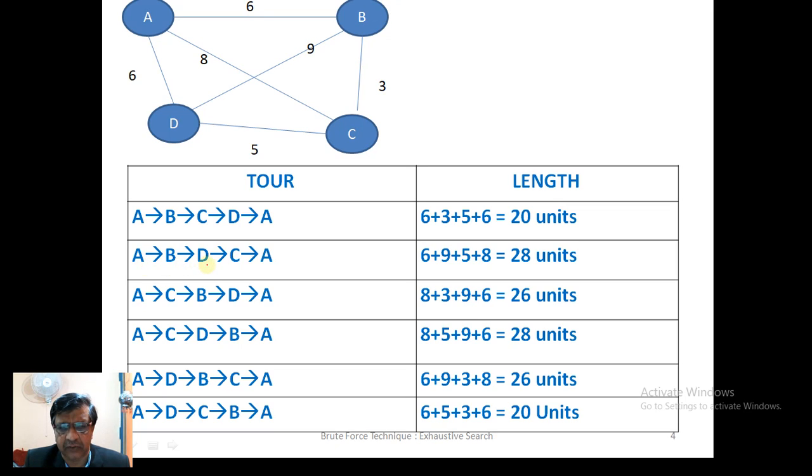Okay, A to B, B to D, D to C, and C to A. You will get a complete Hamiltonian circuit if and only if the graph is well connected, that means all the vertices are connected to all the other vertices. This circuit will give us 28 units, and A to C, C to B, B to D, and D to A will give us 26 units. Like this, we can generate.